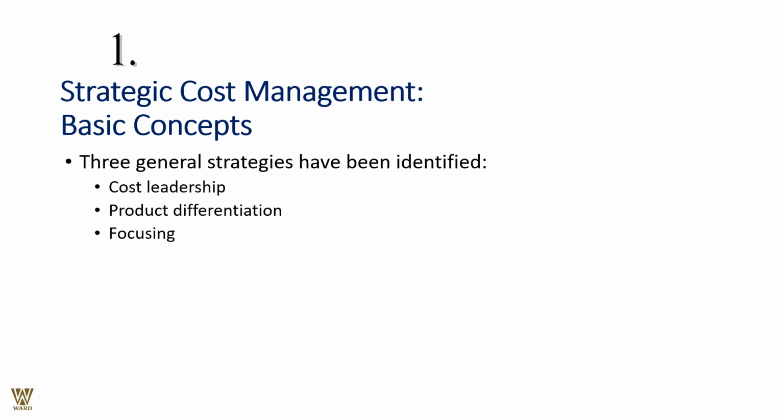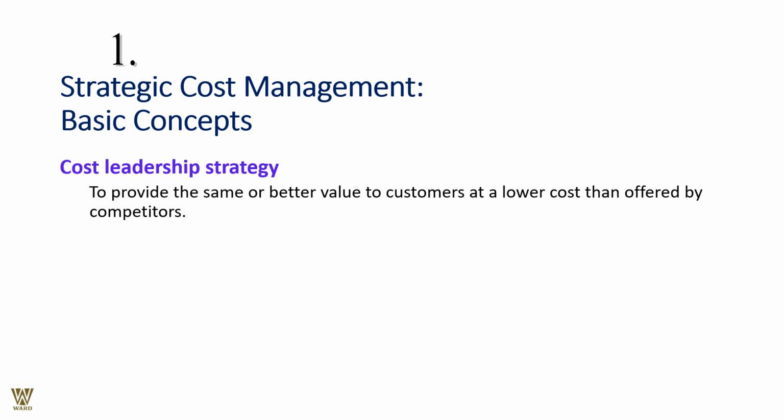Let us move to the basic concepts about strategic cost management. There are three general strategies, essentially three, and nothing beyond these three. We may talk about any industry, any market, any genre of product or services. These are the three general strategies that come around it. One is cost leadership, second is product differentiation, and third is focusing. Now, this is what we'll be discussing in the subsequent slides.